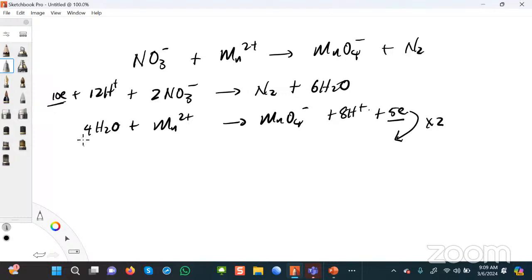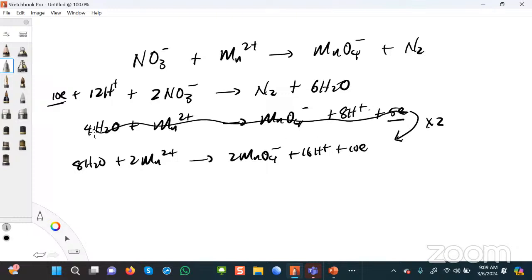here. So if we multiply this entire equation by 2, you're going to end up with 8 H2O plus 2 Mn2 plus to give 2 MnO4 minus plus 16 H plus 10 electrons. Let me just cross this out just to avoid confusion, all right? And then we do what? Okay, so obviously the electrons will cancel out. What else will cancel out?